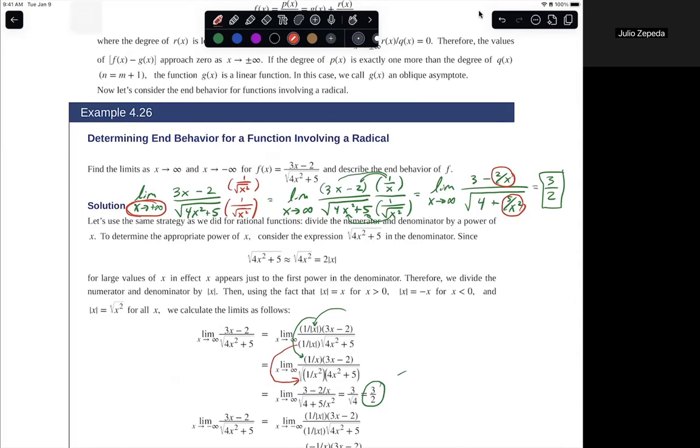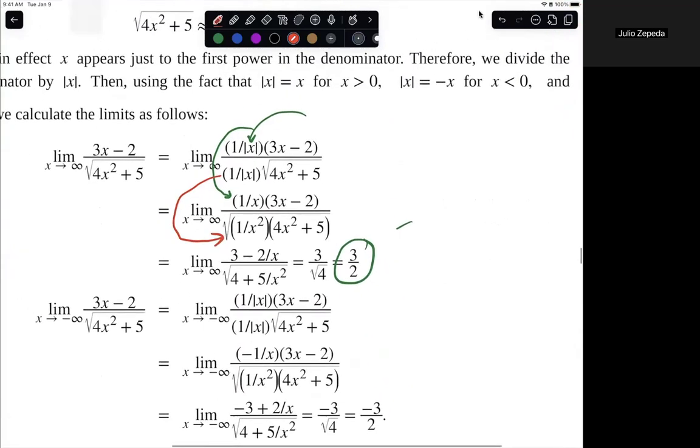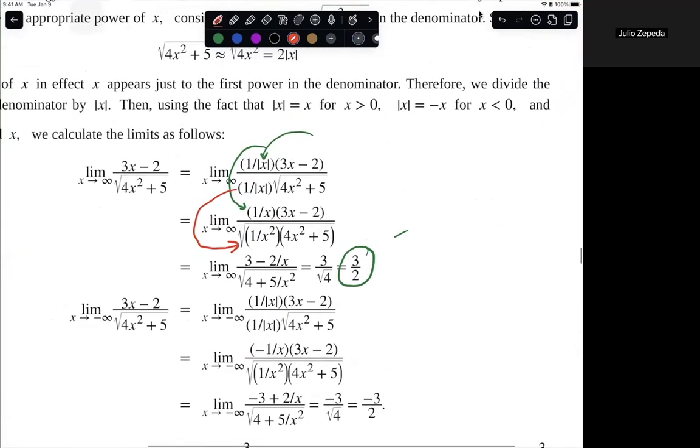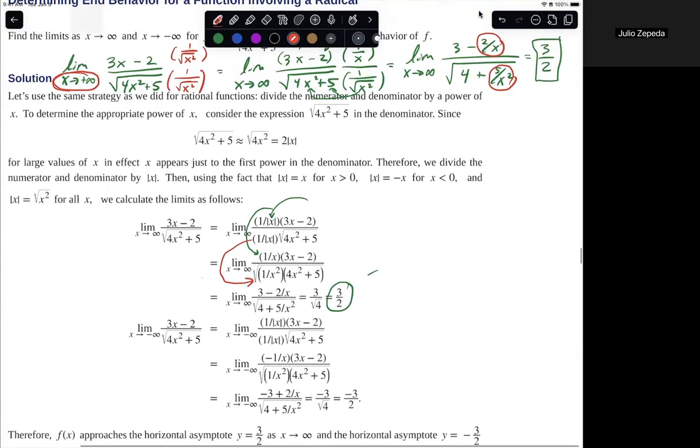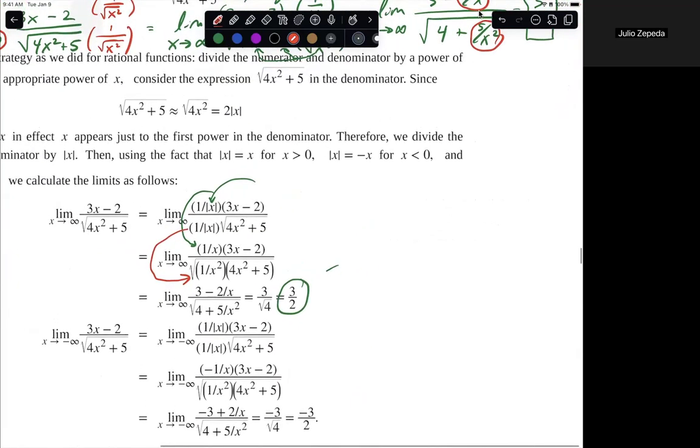All right, so this can be a little bit complicated. Let's go ahead and do the other side. I do believe, yeah, the other side comes out to a different value. And it has something to do with the fact that the absolute value function is defined as a piecewise function. So let's go ahead and take a look at that very quickly. The limit as x approaches negative infinity, so the negative infinity is very important here, of 3x minus 2 over the square root of 4x squared plus 5.